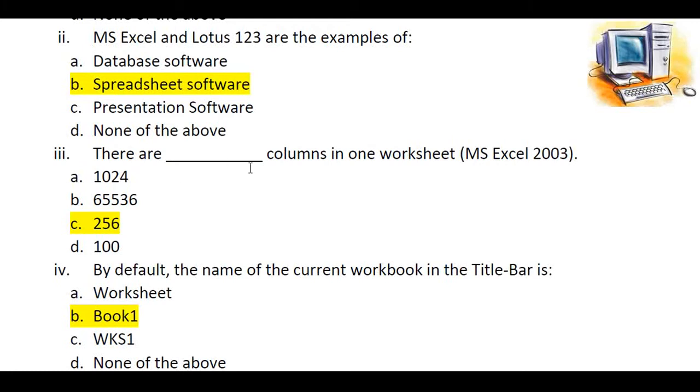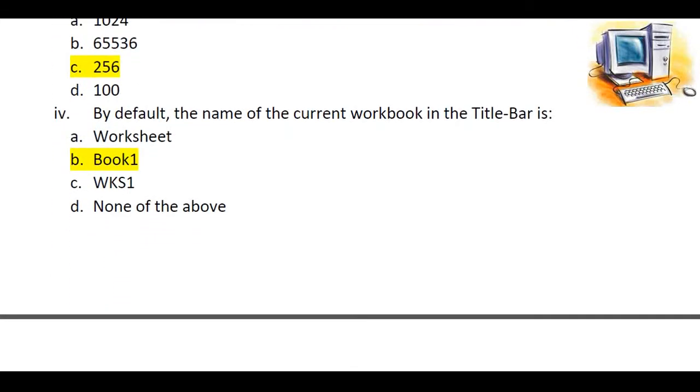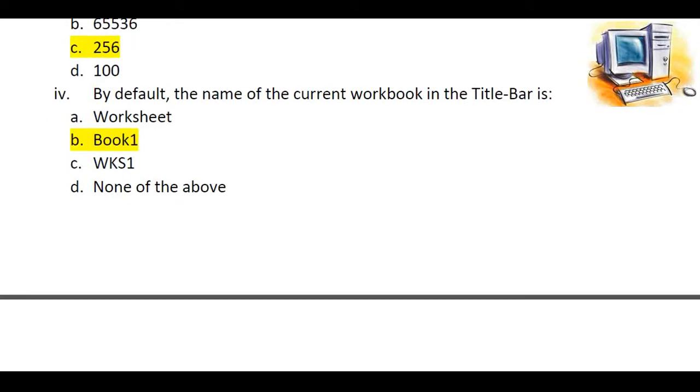Third one, there are dash columns in one worksheet in MS Excel 2003. So we already know this, that 256 columns are there. Option C is the correct answer. Fourth MCQ, by default the name of the current workbook in the title bar is Book1. The default name of any new workbook is Book1. Later on we can rename the workbook.